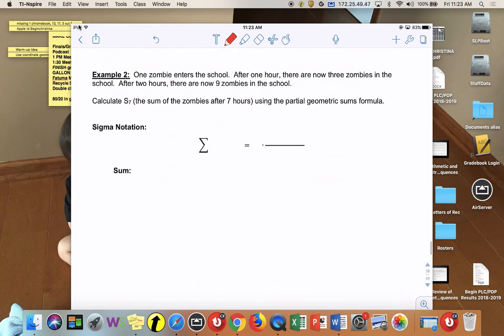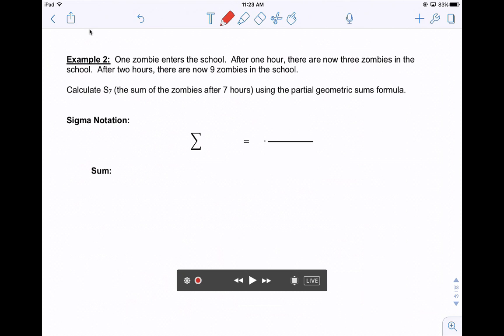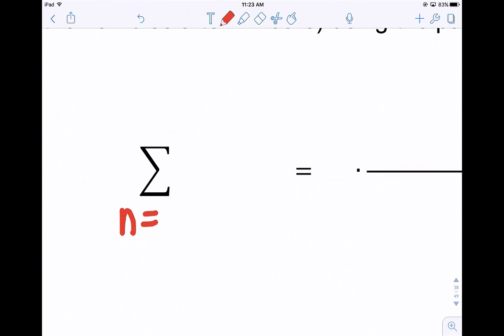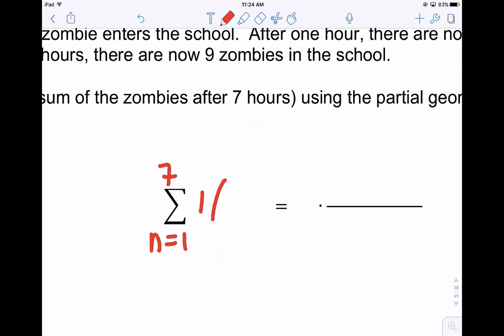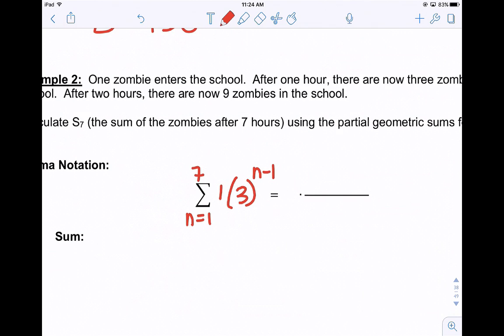Calculate the sum. Okay, so one zombie enters the school. After 1 hour, there are now 3 zombies in the school. After 2 hours, there are 9 zombies, etc. Calculate the sum after 7 hours. The number of zombies after 7 hours using the partial sums formula. Okay, so to do that, we have 7 hours here. Here's the explicit formula. After 1 hour, there are 3 zombies. We are starting at the first term, so I will do n equals 1 to 7. Here's our equation.